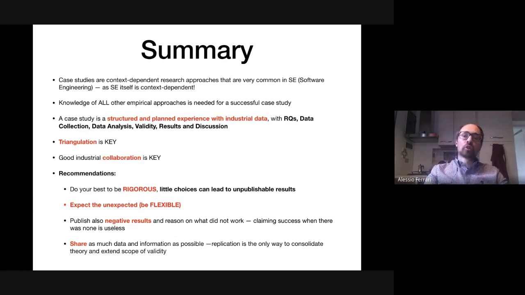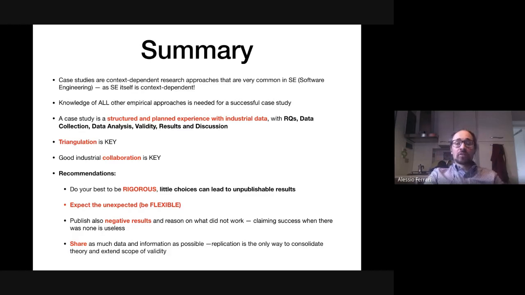So to conclude this lecture on case studies, let's look at the key takeaway messages in this summary. Case studies are context-dependent research approaches that are very common in software engineering, as we said. Why? Because software engineering itself is context-dependent. Every company has its own context, process, people, type of software, domain, etc. So as software engineering is context-dependent, the principal research approach is case study.